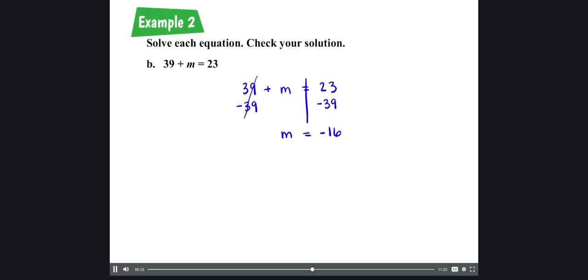To check that negative 16 is the correct solution, let's plug negative 16 back in for m in the original equation. Does 39 plus negative 16 equal 23? 39 plus negative 16 is 23, and 23 equals 23. So yes, the solution is m equals negative 16.